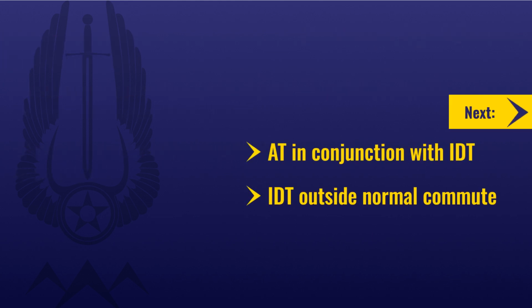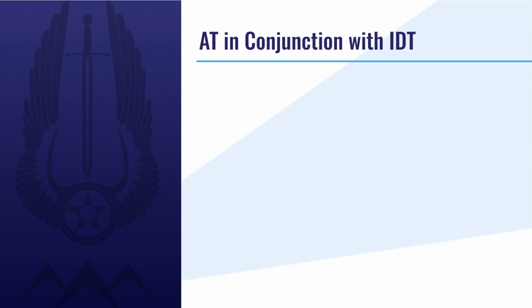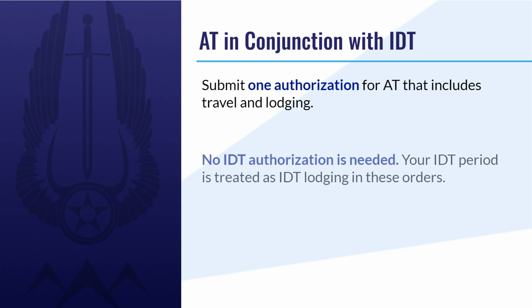Next, we'll cover some information related to filling out authorizations for annual tour in conjunction with inactive duty training and IDT outside normal commute distance. When you are on annual tour in conjunction with inactive duty training orders, the funding to cover the AT portion and the IDT portion come from separate sources. But you only need to submit one authorization for the AT portion of your orders. The IDT portion is treated as IDT lodging, which only requires a voucher after the IDT is complete.